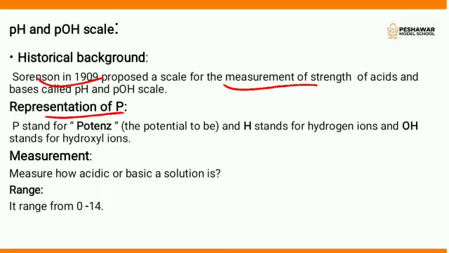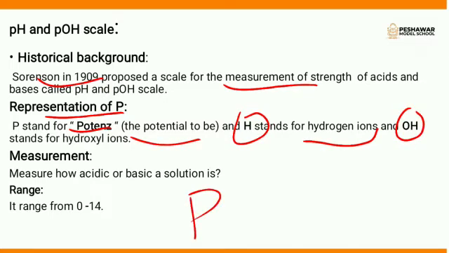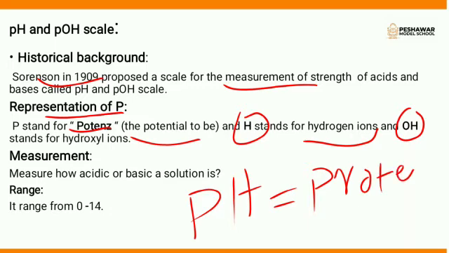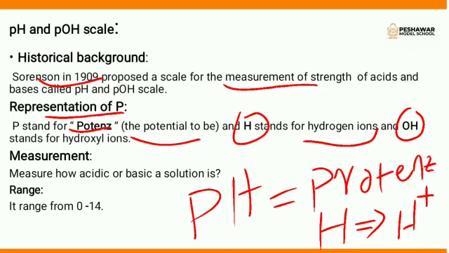The P in pH and pOH stands for protons, or potential, H stands for hydrogen ion, and OH stands for hydroxyl ion. Meaning the P in pH stands for protons, and H stands for hydrogen ions. Similarly, OH stands for hydroxyl ion.